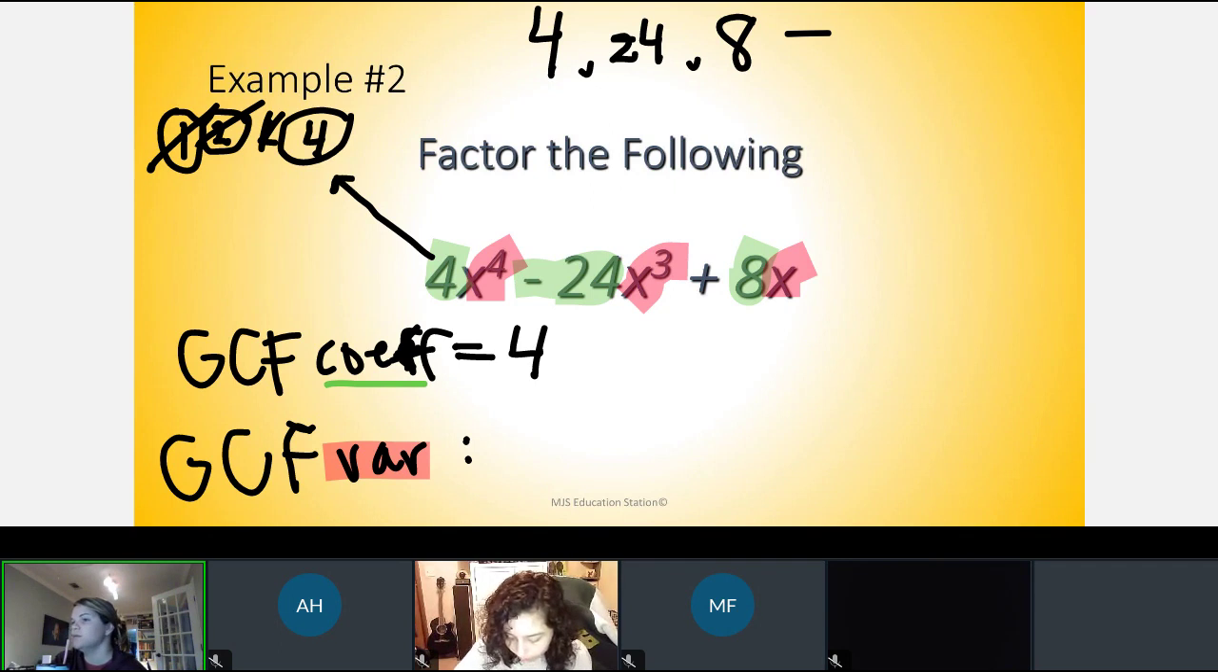So the variable here, we have x to the 4th, x to the 3rd, and x. Okay, the least amount of x's I have, so the most I can take is 1x from each of these. So my greatest common variable is x.